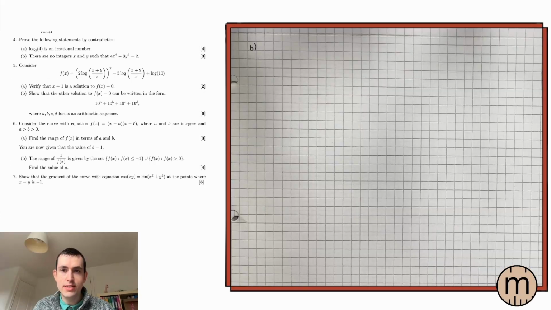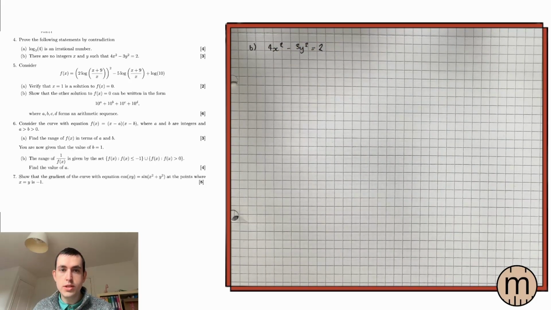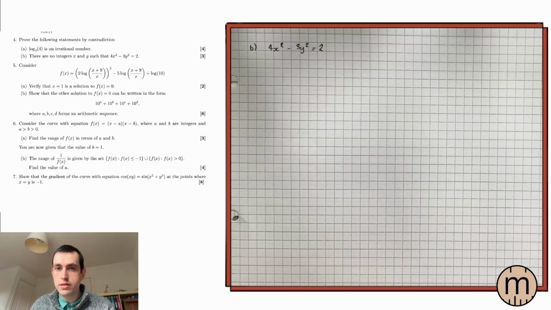What about the second contradiction then? I've quickly changed over the 4 and the 2 because otherwise it doesn't actually work, but we're trying to prove that there are no integers x and y such that 4x squared minus 3y squared is equal to 2. So what's the assumption going to be at the very start? We're going to assume the opposite. If you want to assume the opposite of there are no integers, then you are assuming that there are integers. So you're assuming that this statement is true for some integers x and y.